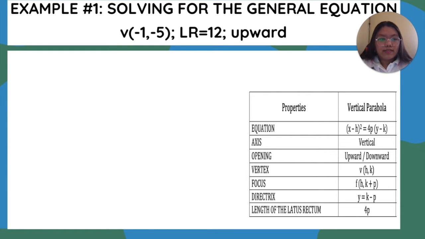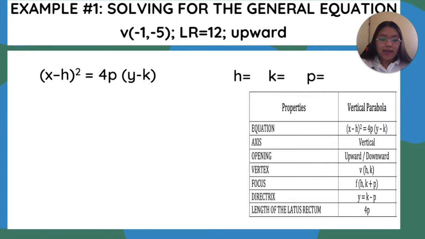So since the opening is upward, therefore we can conclude that our equation is a vertical parabola. To solve for it, we need to determine the h, k, and p. So how do we do that? The h and k will be on the vertex, which is the -1 and the -5. -1 means that h is the x coordinate, and -5 means that k is the y coordinate.